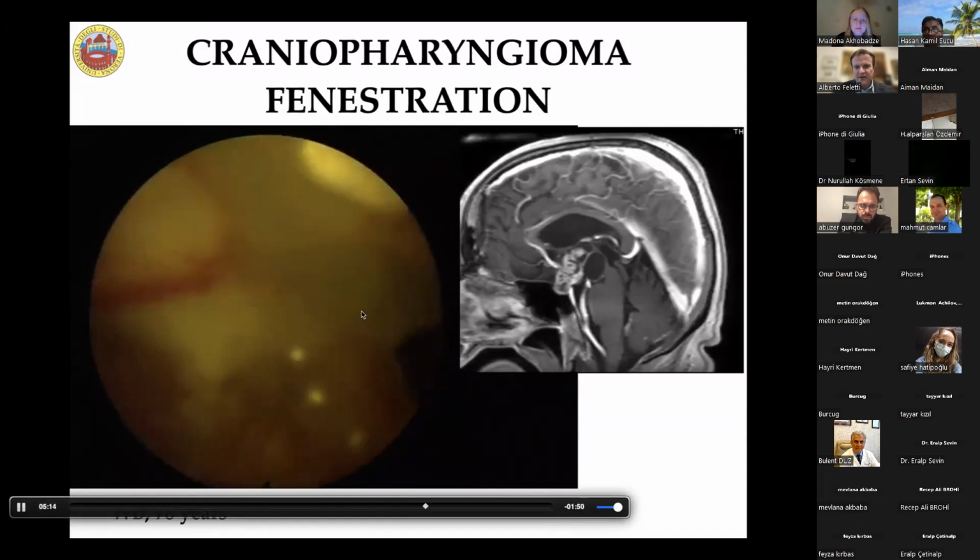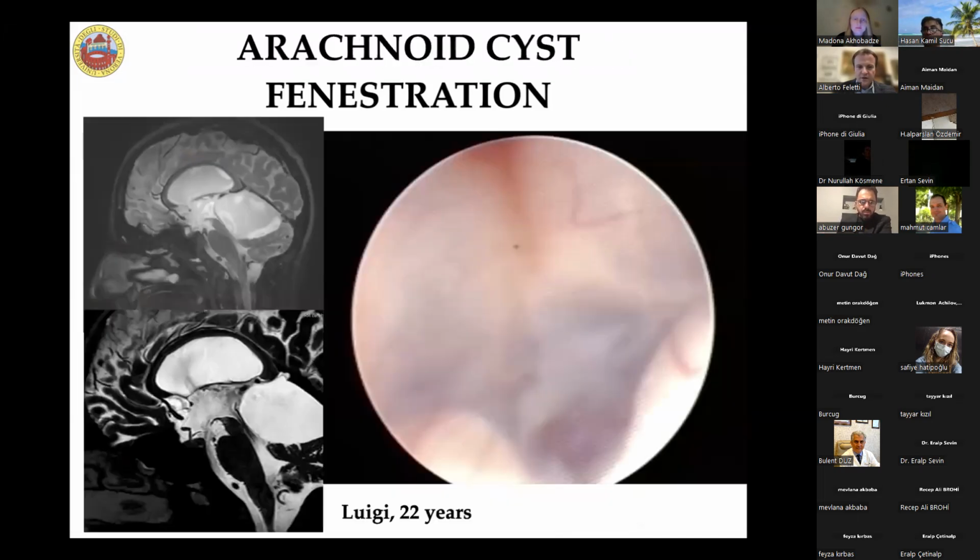The basilar artery appeared, and the patient's symptoms disappeared. Another very interesting indication is arachnoid cyst. Those cysts can develop in many areas. I chose this patient as an example: a huge symptomatic arachnoid cyst in the quadrigeminal cistern.